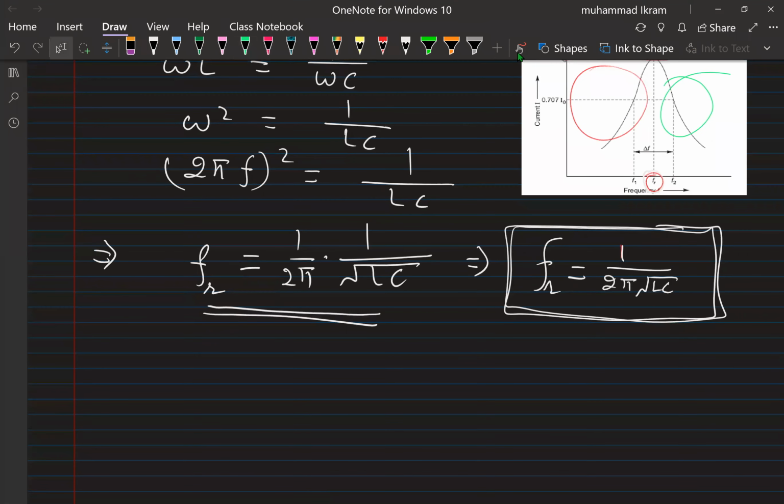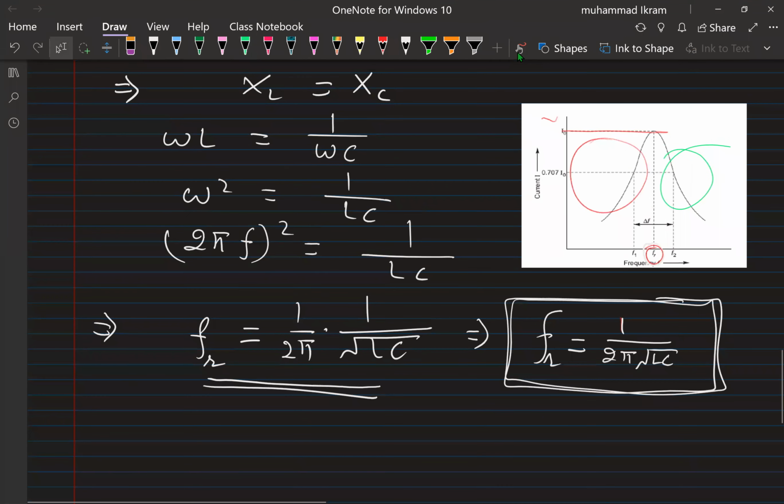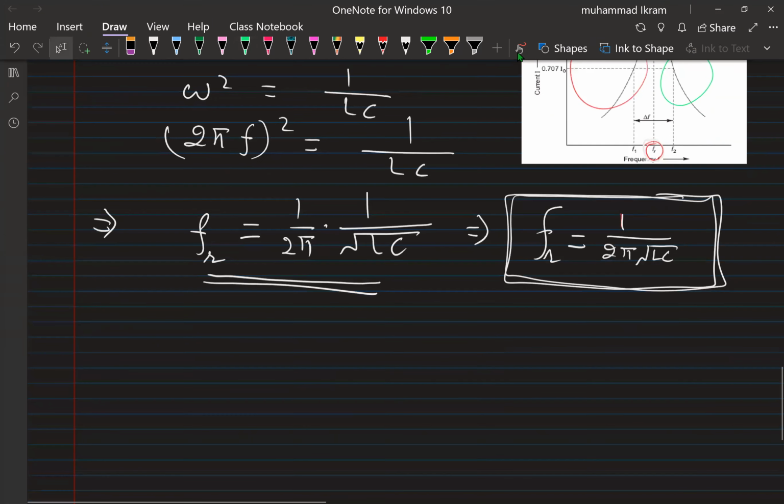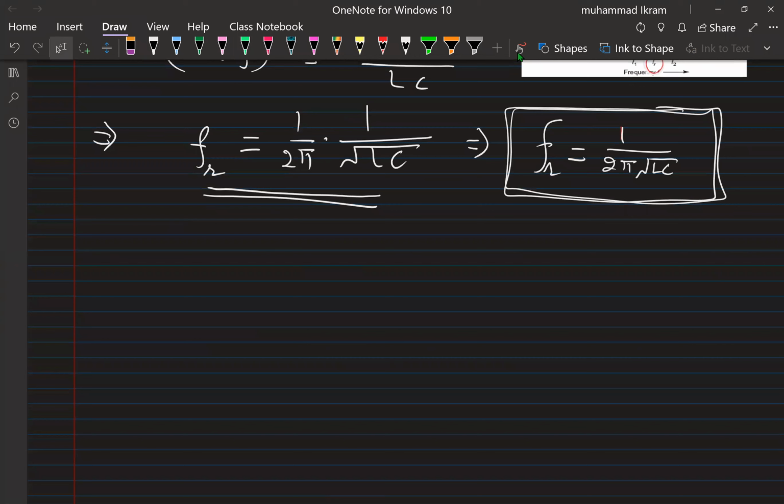And when the inductive reactance becomes equal to the capacitive reactance, the circuit will act purely resistive, and maximum power will be transferred, right? So this is known as the resonance in the RLC circuit.